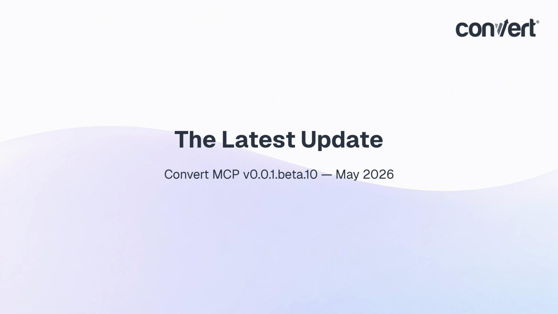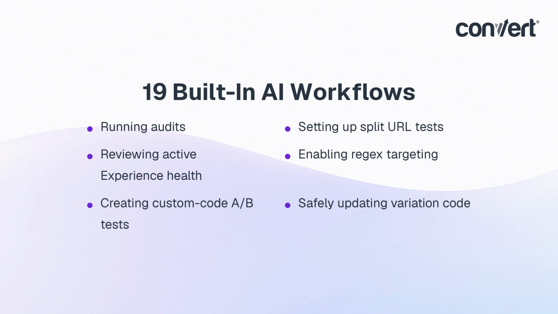In May 2026, a major new version of the Convert MCP was released. With this new version, the Convert MCP now ships with 19 curated AI workflows built right in. These are ready-to-use prompts that cover the tasks you do most often, such as running audits, reviewing active experience health, creating custom code A/B tests, setting up split URL tests, enabling regex targeting, and safely updating variation code. Instead of writing instructions from scratch each time, you now have a set of structured workflows you can call on directly.